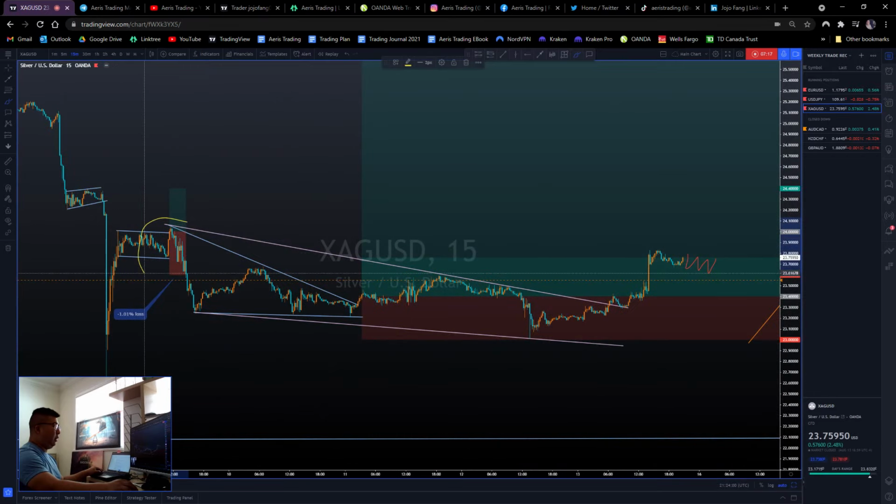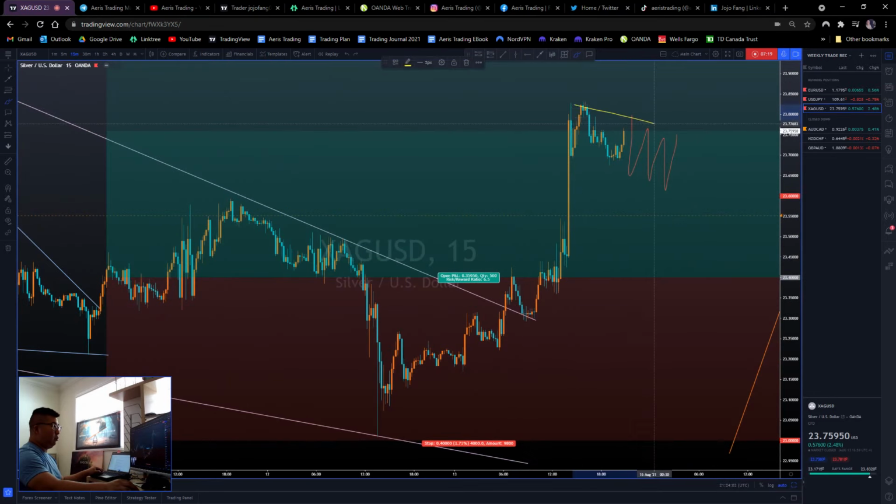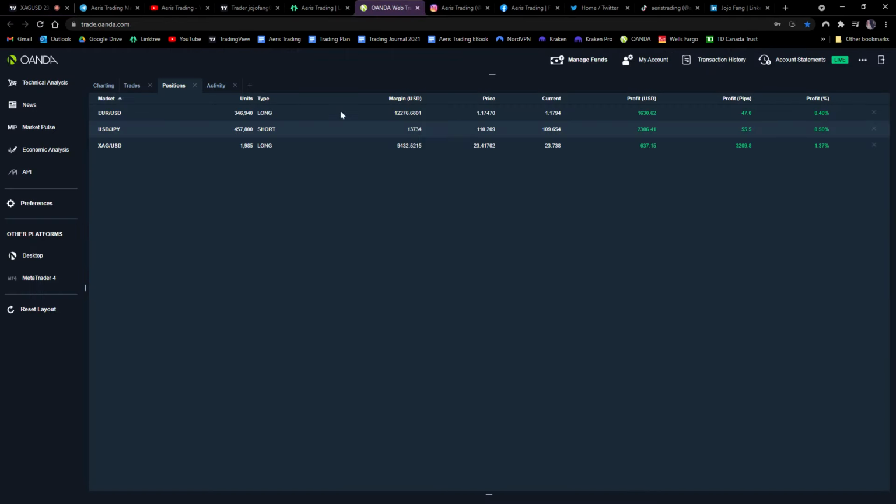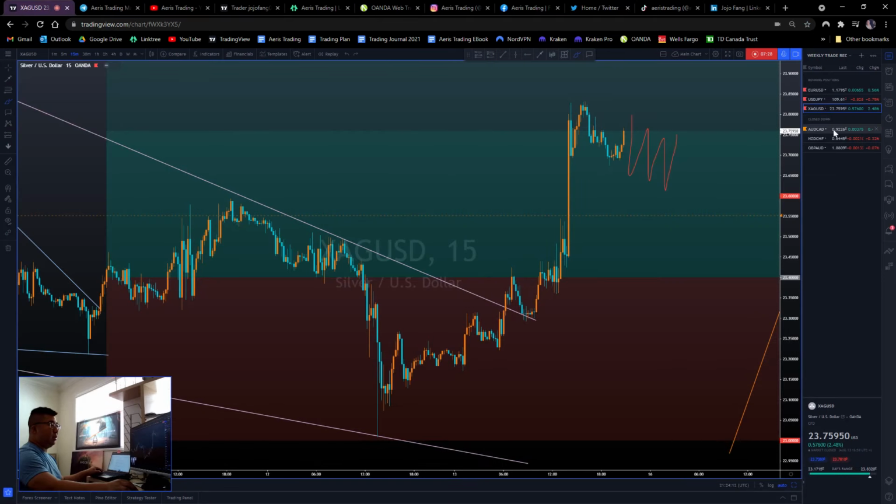First trade, I did take a 1% loss, and currently it is running about 1% profit on silver. So these are the three running positions that I have right now: Euro Dollar, Dollar Yen, and Silver. So let's take a look at the positions that I closed down.